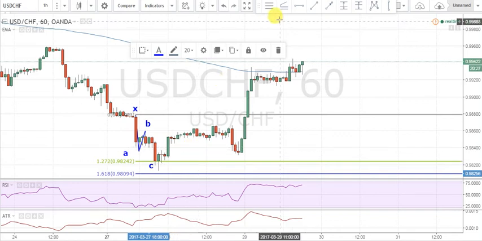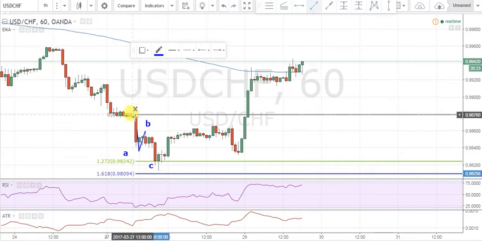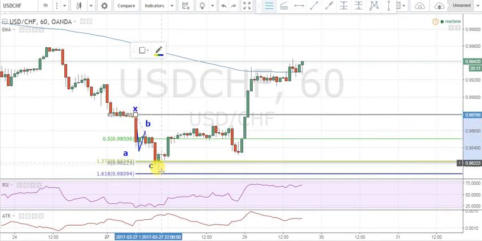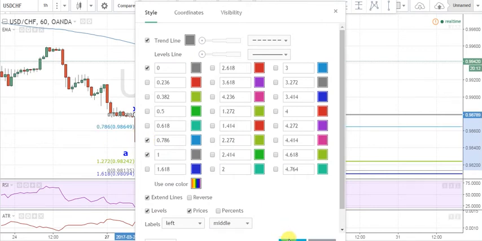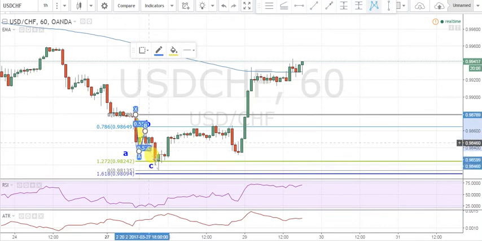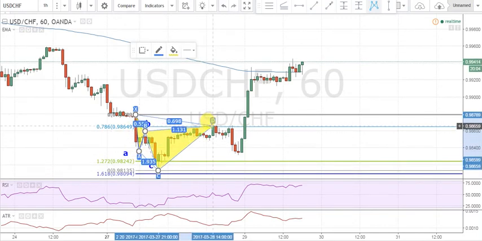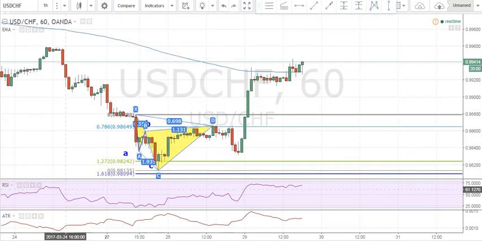A completed cipher pattern completes at the 0.786 of the whole leg X to C. So a 0.786, let us see where it brings us. So we have a 0.786 and price completes here. If I were to draw that out for you, it would look like this. Right here, and this is where I entered my trade. I had a sell limit order here.